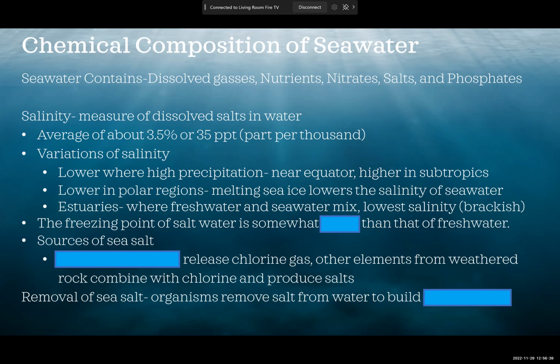I'm sorry. The freezing point of salt water is what, than fresh water? Somewhat lower. Okay, somewhat lower. Why is that important to know when you're talking about day-to-day life? Where is an example where you know that if you put salt with water, it's going to lower the freezing point? Anybody know? Bailey, do you know? It also lowers, very good. It also lowers the boiling point.